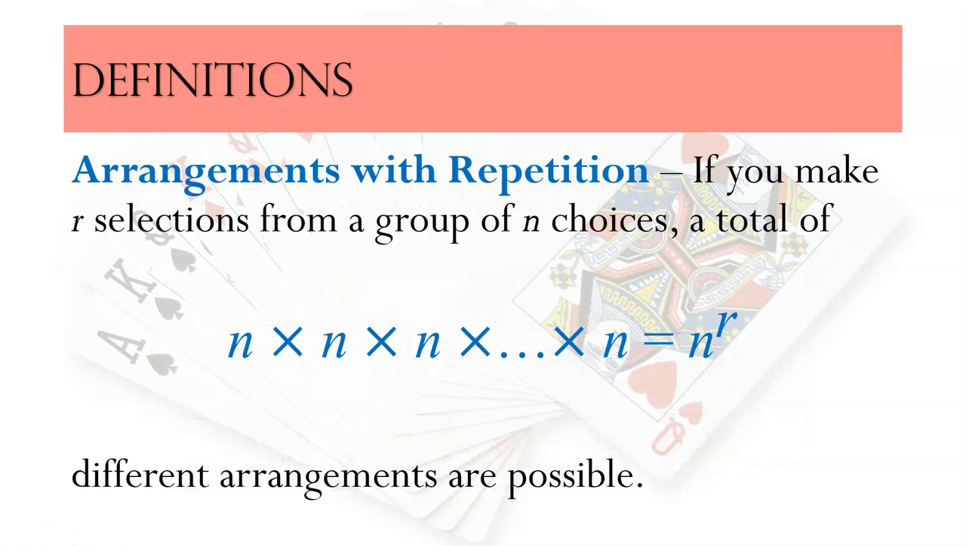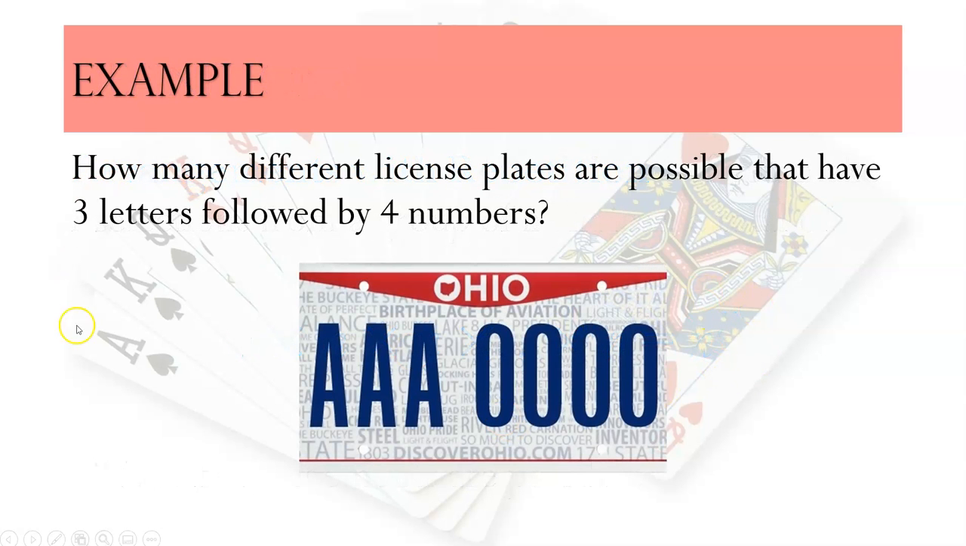If you're trying to arrange things in that same way, but it's repetitious, so you're multiplying the same number over and over again, that's essentially what an exponent is used for. So it's easier to just go to that. Here's an example of that. How many different license plates are possible that have 3 letters followed by 4 numbers? And this picture is just an example of one of the ways that could happen.